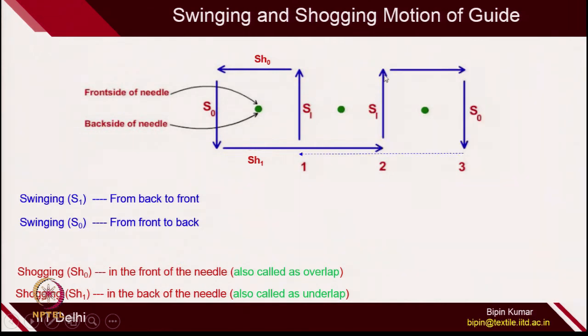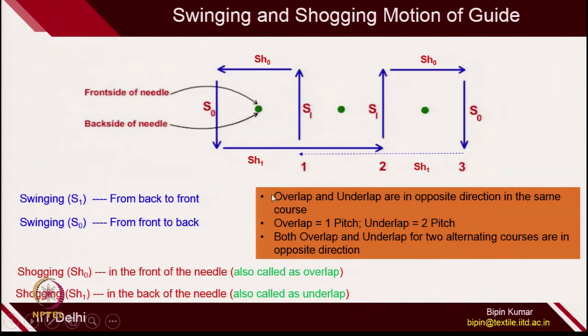So, it swings, then shogs on the front side, then again swings, now the yarn is being provided. Now, let us suppose the guide is switching from this needle to this needle. So, after completion of second course, the same guide has to reach to its original position, which was this one, because the guide started from this particular position. So, this is the shogging on the back side after completion of second course. So, this is how the same sequence will be repeated.